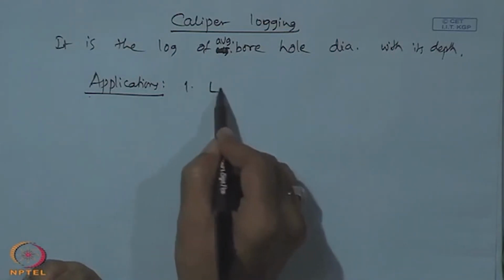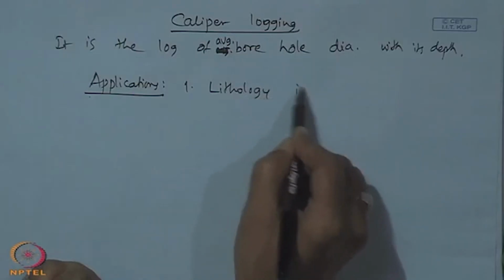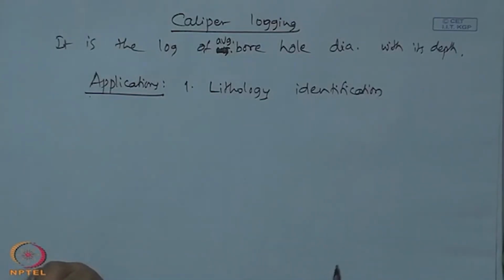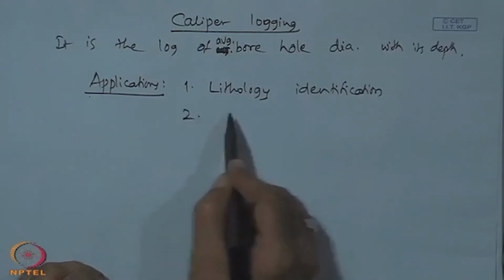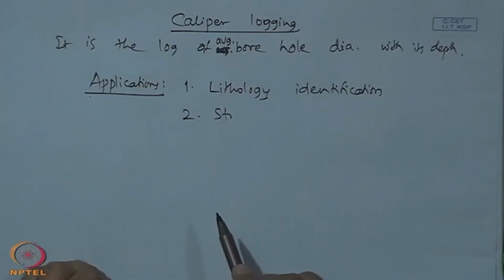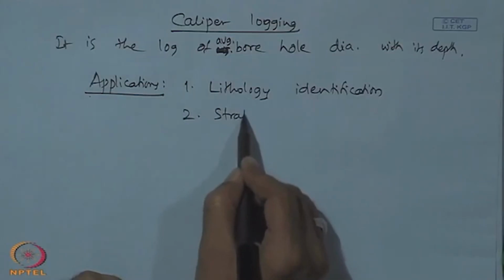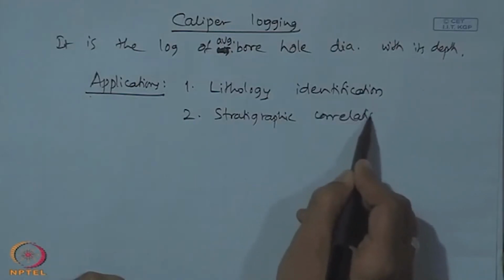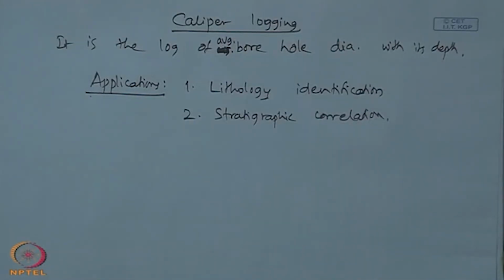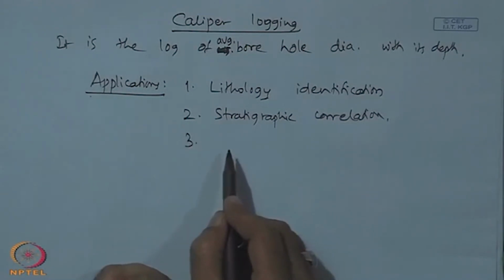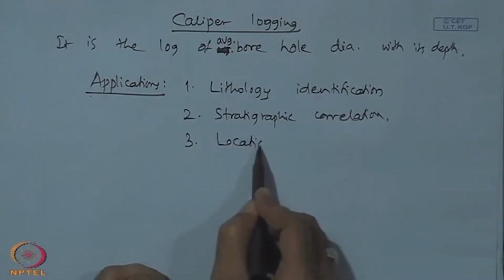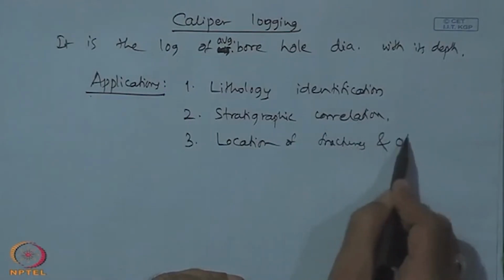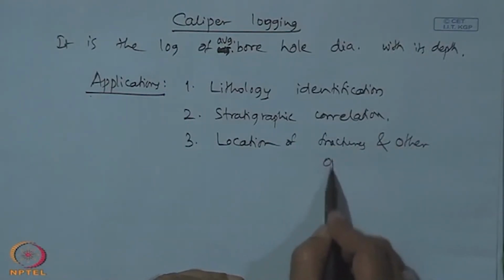lithology identification, and next is stratigraphic correlation. They can also be used for location of fractures and other openings in rocks.